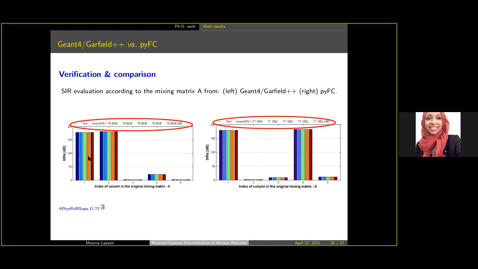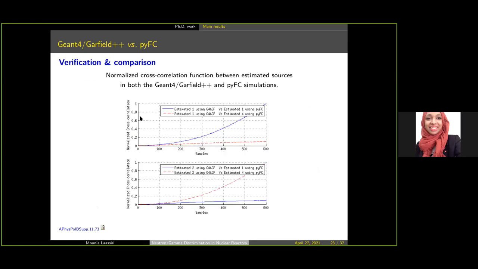For the identification and characterization of these two particles, we calculated the cross normalization function between the first and the second independent component in the case of GN4 Garfield plus, and the first and the fourth estimated independent component in the case of BFC. The figure on the top shows that the first independent component in the case of GN4 Garfield plus shows a strong correlation with the first estimated independent component in the case of BFC. And the same for the second one: the second independent component, the red line, shows a strong correlation with the fourth estimated independent component in the case of BFC. Okay, very good.